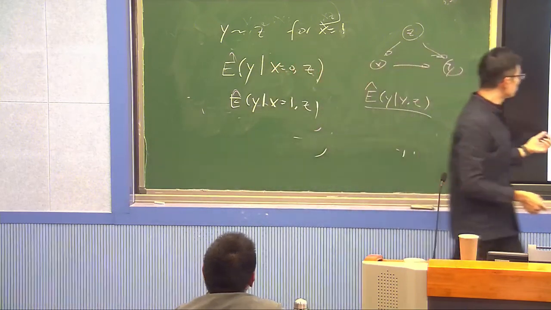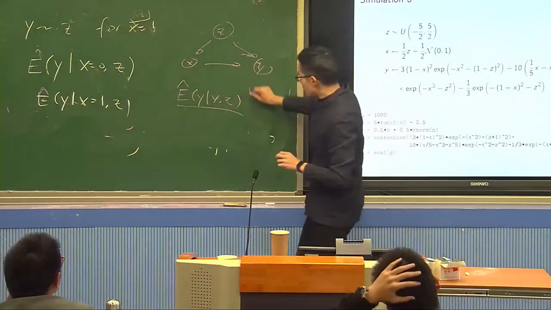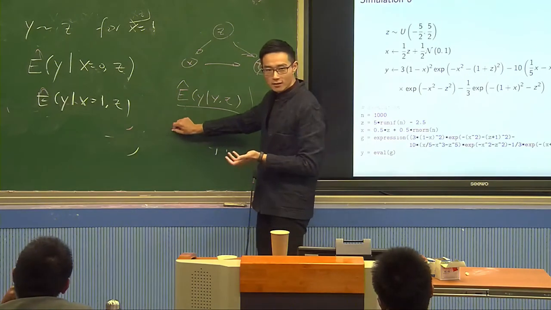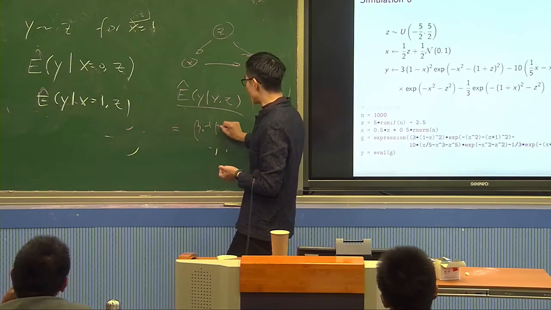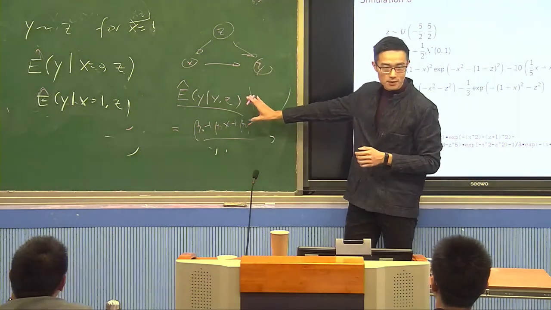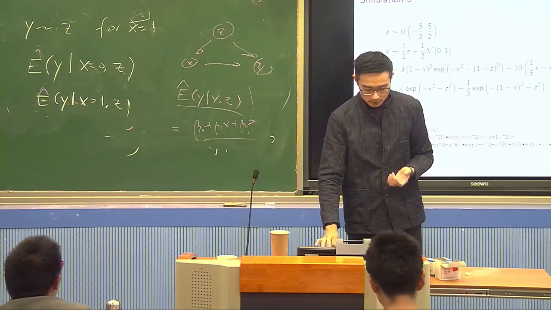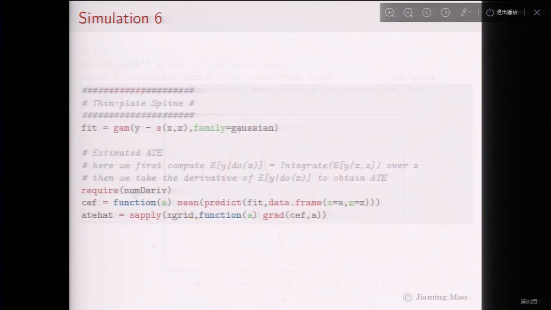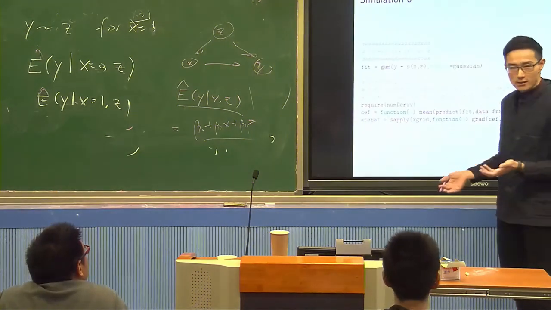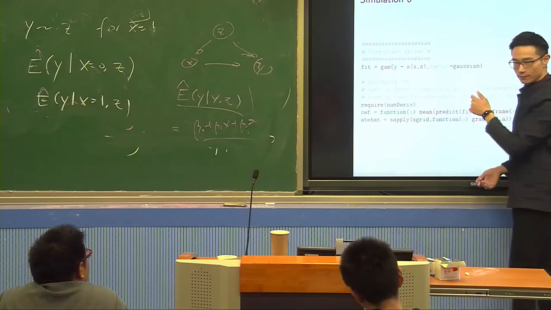How do you get this? Well, we know that y is this very complicated function of x, z. So in reality, how do you estimate E[y | x, z]? First of all, you cannot use a linear regression. Okay? You cannot say this is equal to beta 0 plus beta 1 x plus beta 2 z. If you use a linear model, you will get nowhere, because it's obviously nonlinear, very complicated. So what do we do? Well, we have spline, right? So let's try spline again. Let's do a spline fit of y as a function of x, z.